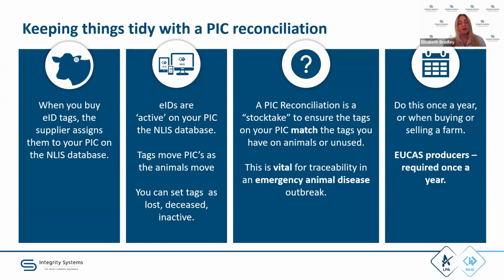In the database in your account for your PIC, you can actually set different statuses to tags. So if you notice that one of your animals has died, or a tag is lost and you found it, you can actually change the status of that PIC to represent that it's no longer an active or used tag, or that animal or that tag is actually deceased. So there's different ways you can manage it as you go through your operations.